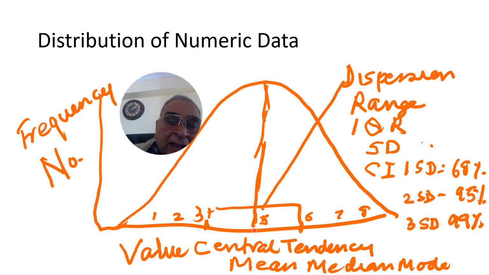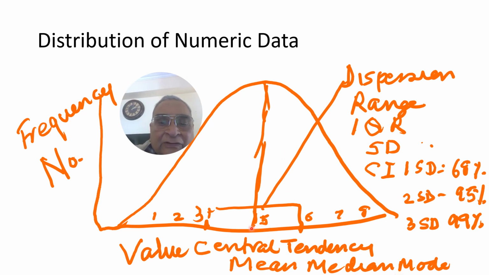Normally, there is a central tendency to this distribution, frequency distribution, and that central tendency can be mean, median, or mode. Mean is sum of all the values divided by number of all the values. Median is that value above which there are 50% of persons and below which there are 50% of persons. And mode is that value, like here 5, which has the highest frequency. So these are the three measures of central tendency: mean, median, and mode.